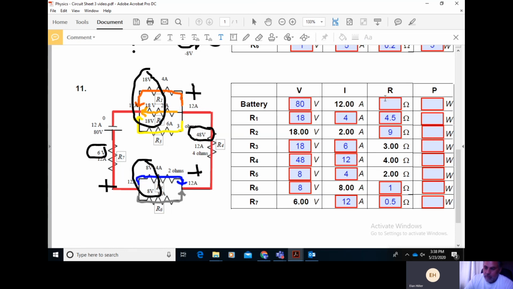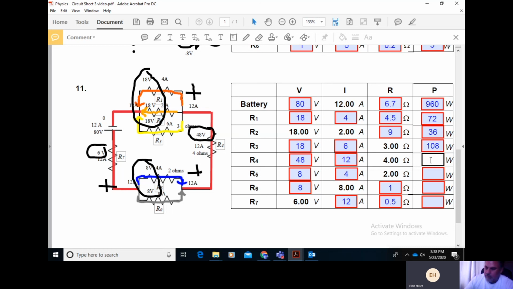80 volts over 12 amps gives you 6 2/3 ohms of total resistance. Let's go ahead and figure out our power and then finish out this problem. So 80 times 12 is 960 watts. 18 times 4 is 72 watts. 18 times 2 is 36 watts. 18 times 6 is 108 watts.